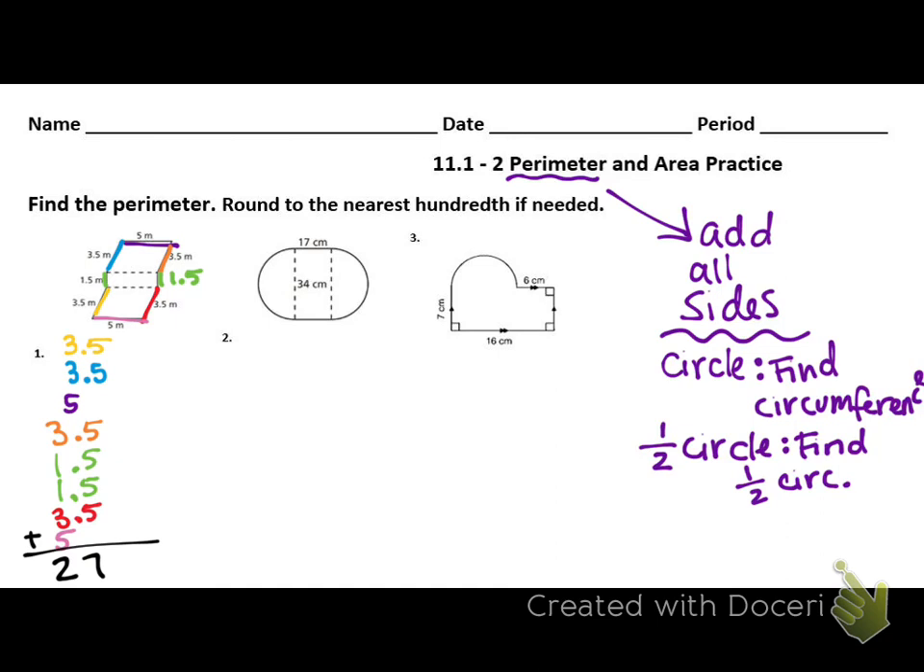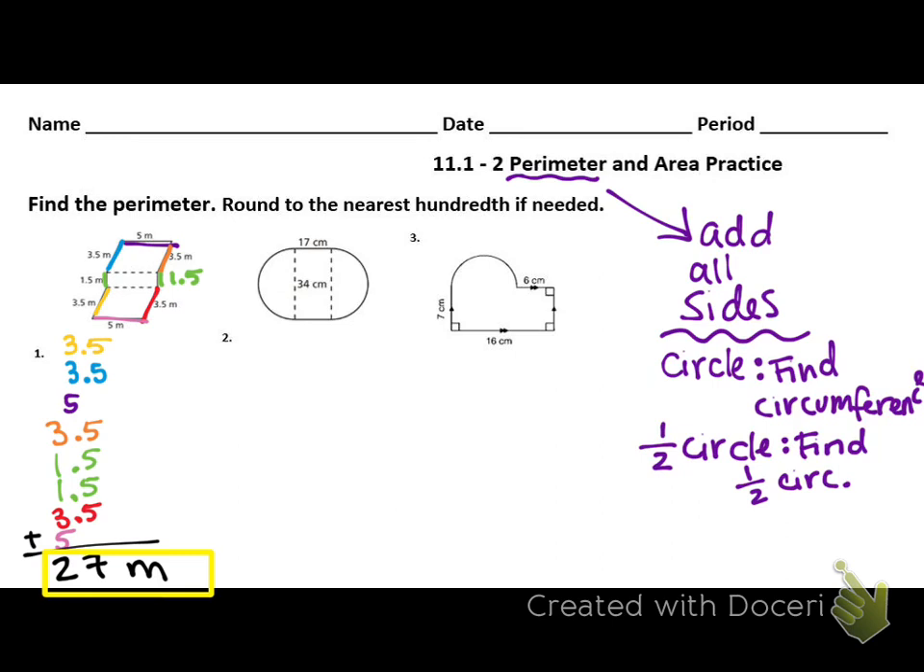But this one you get 27. It does say meters. Perimeter, you don't say square units. You just say the linear units, which means there's 27 meters all the way around this object. So that is our first example.